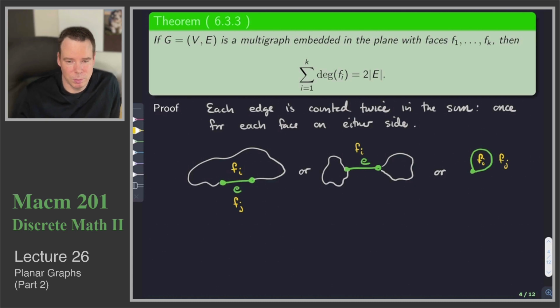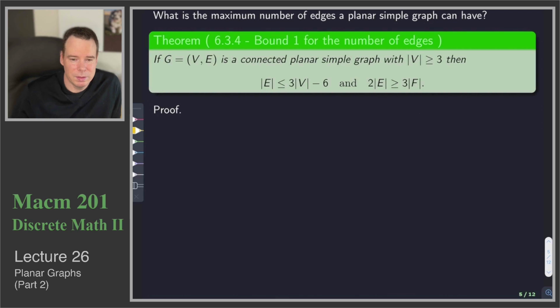Those two degree sum formulas working together are going to allow us to get a number of results about planar graphs. And so this leads us now to properties that planar graphs have to have. I'm going to phrase it as: what is the maximum number of edges a simple planar graph can have? Notice I've added the word simple there just to emphasize we are talking about simple graphs. In other words, no loops, no parallel edges.